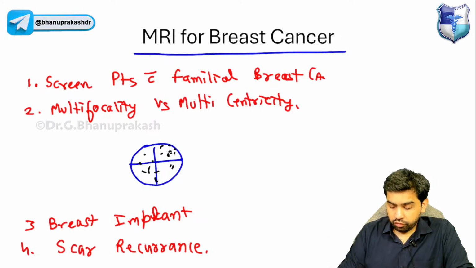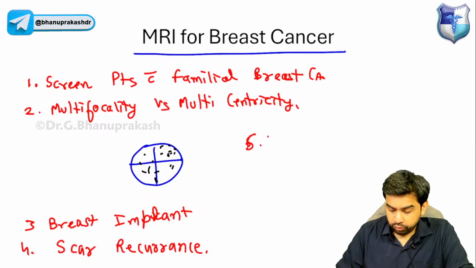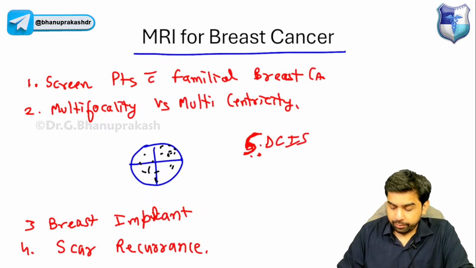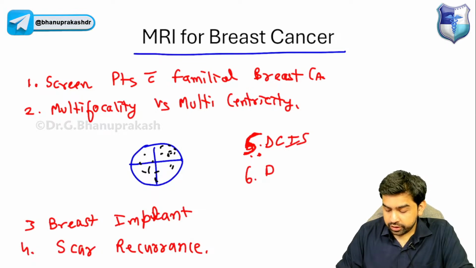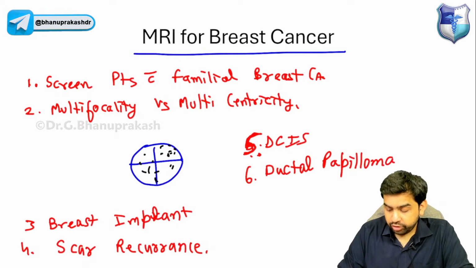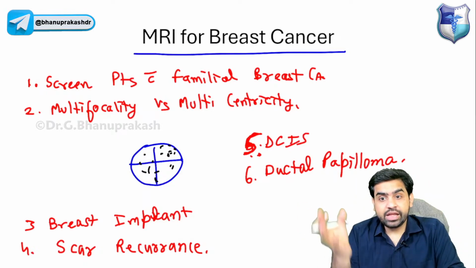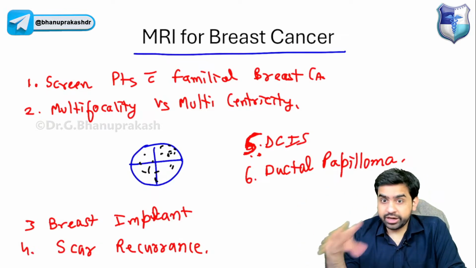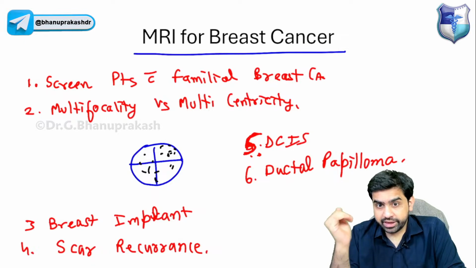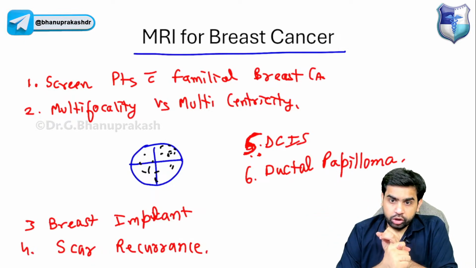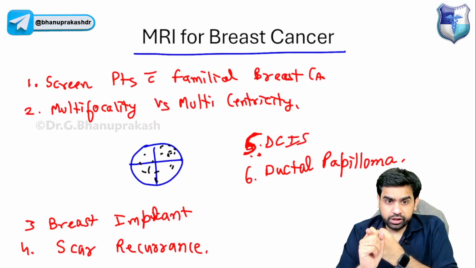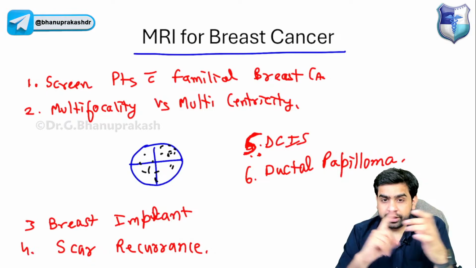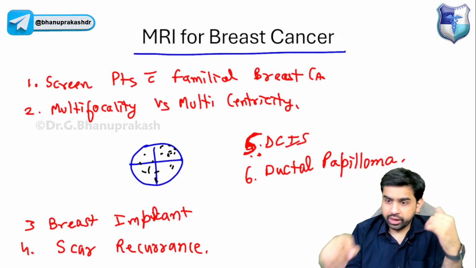Then what else? For ductal carcinoma in situ, for the DCIS patients, what you have to perform is an MRI, and then you have a ductal papilloma. Please try to understand this. These are the 6 important indications of performing an MRI in the patients with breast pathologies: screening of the patients with familial breast cancer, multifocality, multicentricity, breast implant, scar recurrence, ductal carcinoma in situ, and the ductal papilloma. I hope you have understood this point.